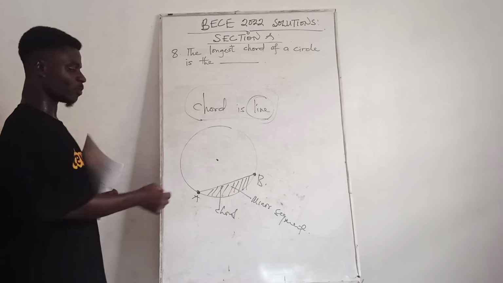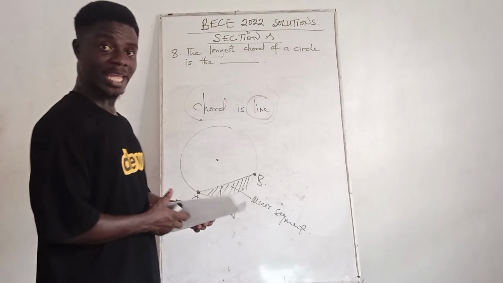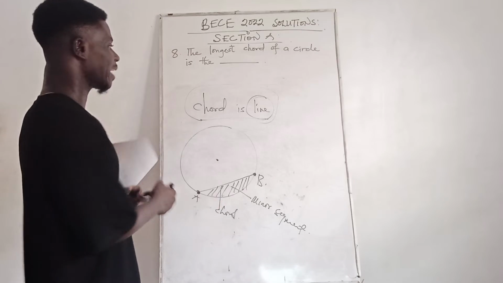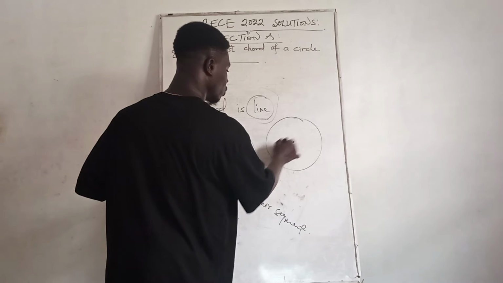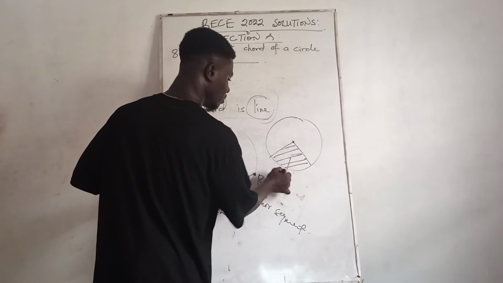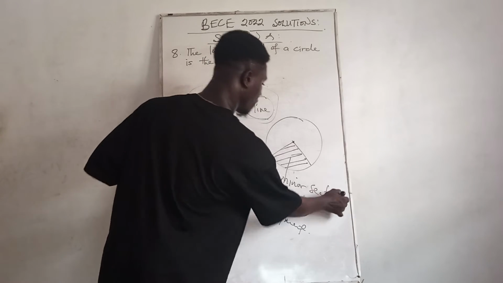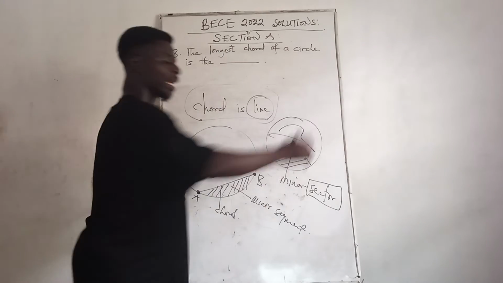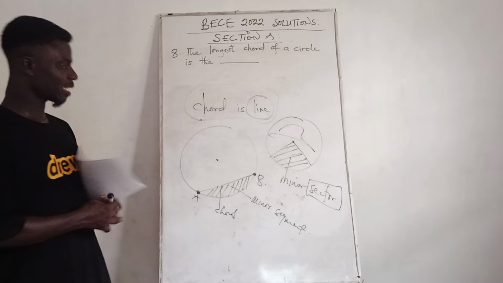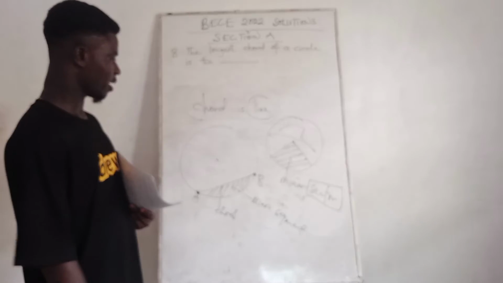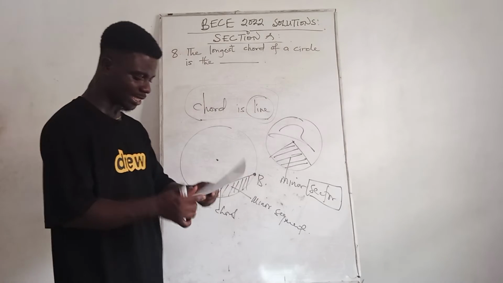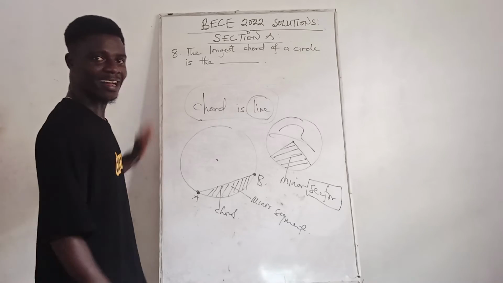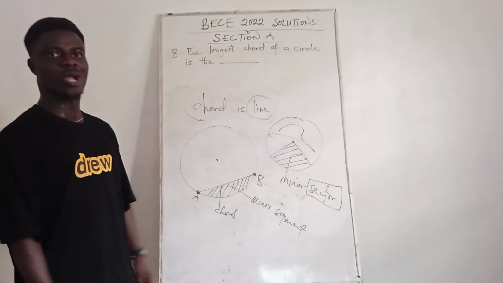So a minor segment or a segment is an area. A segment is not a line. So those who chose segment, we are wrong. And a sector too is not a line. A sector too is an area here. This one is a sector. So that's, let's say, minor sector, because it's the smaller portion. Then this one tends to be the major sector. So this one too is not a line. This one is a portion or an area. So the segment and the sector are all wrong. Circumference is the total distance around a circle. So that one too, you are wrong.